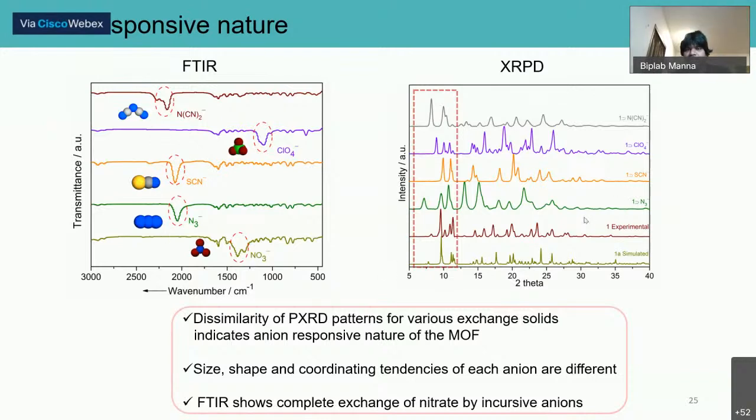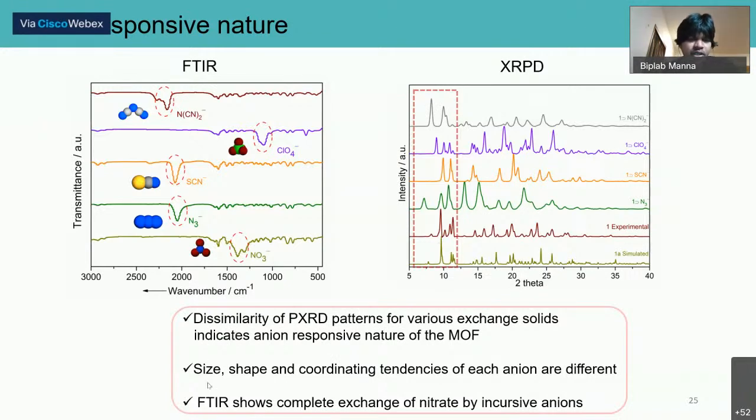Coming to the XRD pattern, as we see here in the 5.2 to 10.5 range, there is a change in the pattern for different anions. This can also be explained from the perspective of structural softness, because the structure is soft, not rigid, it can change its framework in response to the different anions' nature, or a different host-guest interaction. So that is the structural change happening in the XRD pattern.